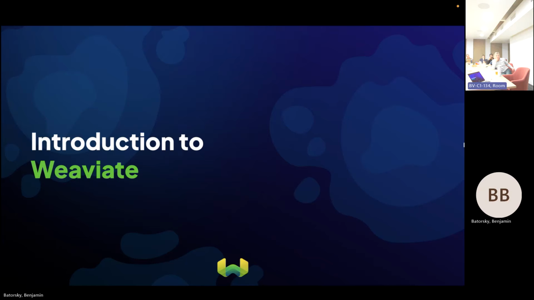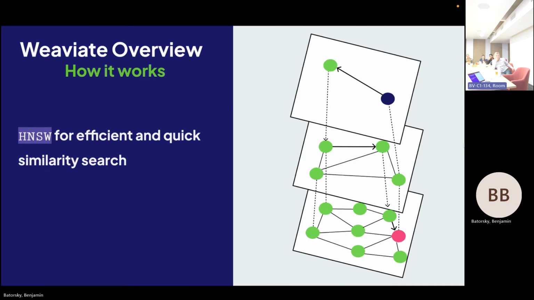So an introduction to Weaviate. Weaviate has a custom implementation of HNSW written in Go. This allows for efficient and quick similarity search. Vector databases use approximate nearest neighbor algorithms in order to do this kind of quick retrieval, rather than a brute force method where you take the query embedding and then compare it to each object in your database, because imagine how long that would take if you have millions of objects.